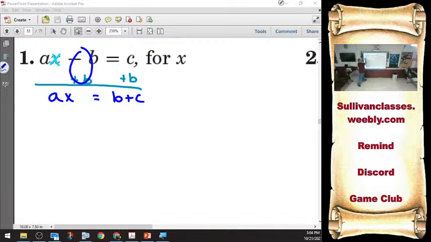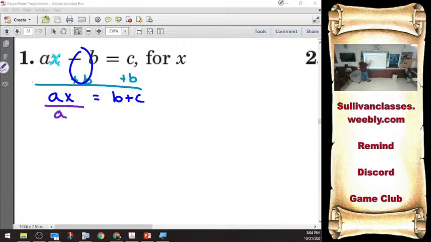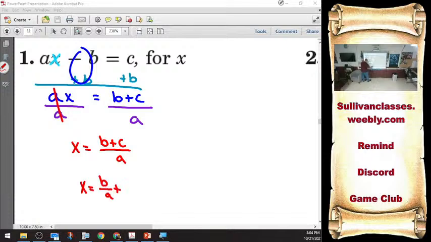I still want x by itself. So I divide by A, show that this cancels out, and that's it. X is B plus C all over A. You could alternately say B over A plus C over A. They're both correct. In both cases, you have both of them over A. That's the point.